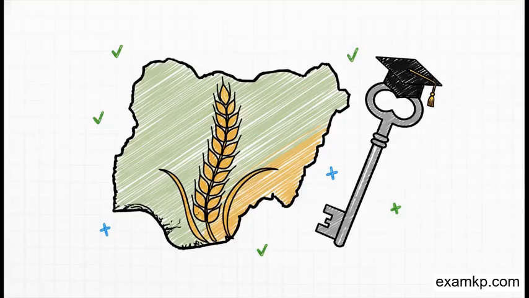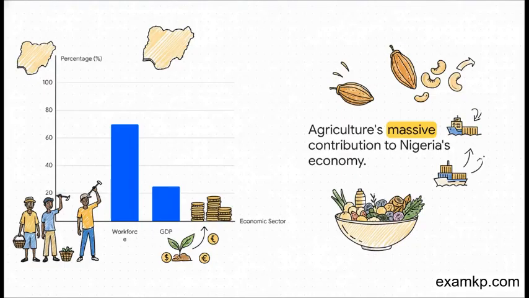And just take a look at these numbers for a second. They are absolutely massive. Agriculture employs over 70% of Nigeria's workforce. Can you picture that? It's huge. On top of that, it contributes about a quarter of our entire gross domestic product, our GDP. This is what puts food on the table for over 200 million people and brings in serious foreign exchange from exports like cocoa.